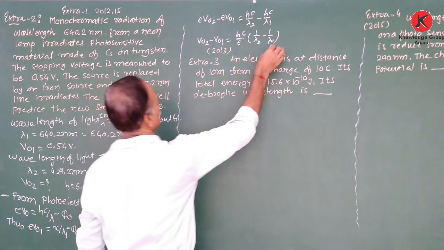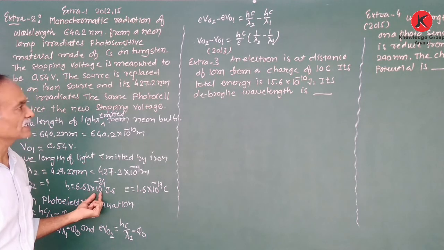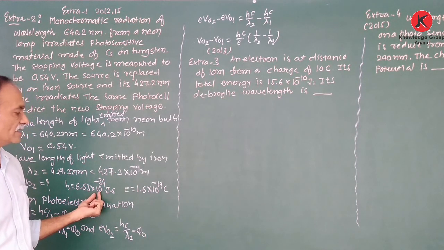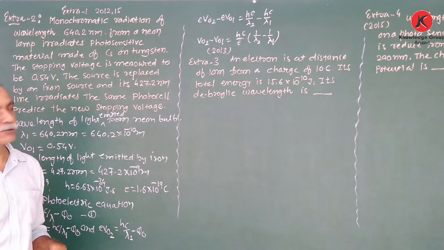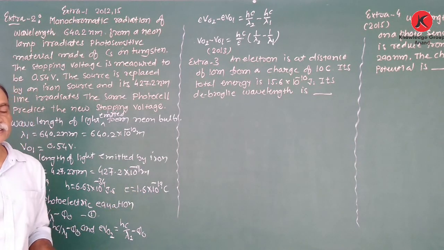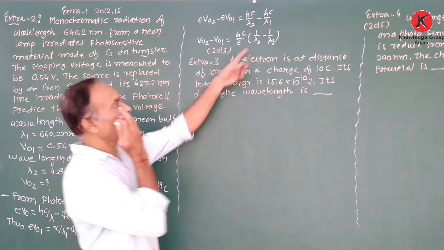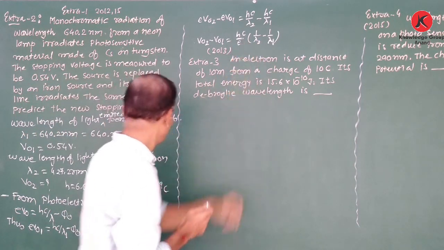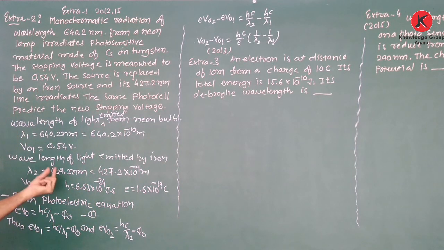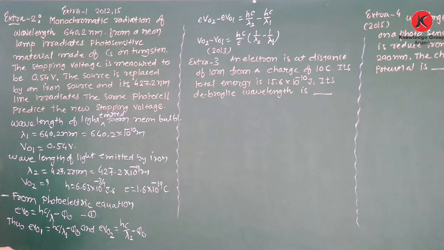Substitute the value of h, 6.63 into 10 is to minus 34 joule second. c, speed of light, 3 into 10 is to 8 meter per second. e, charge of an electron, 1.6 into 10 is to minus 19. Now into bracket 1 upon the value of lambda 2. Lambda 2 is 427.2 into 10 is to minus 9. Lambda 1 is 640.2 into 10 is to minus 10 meter.